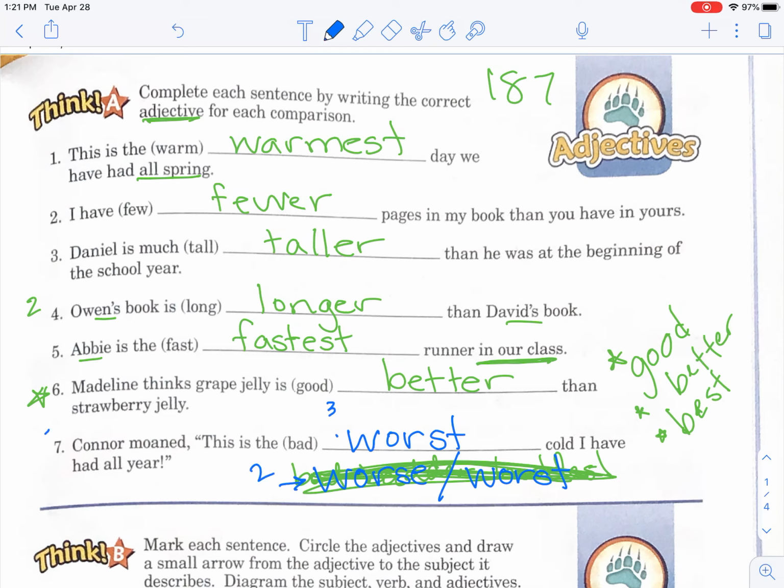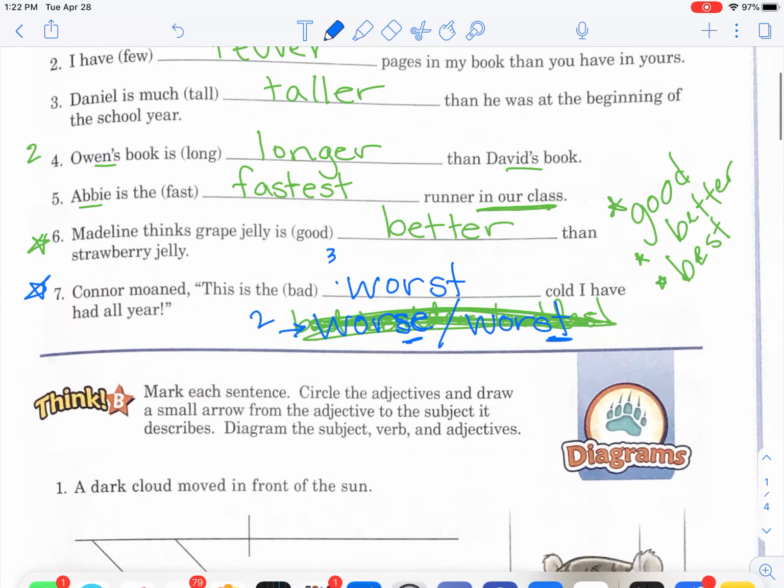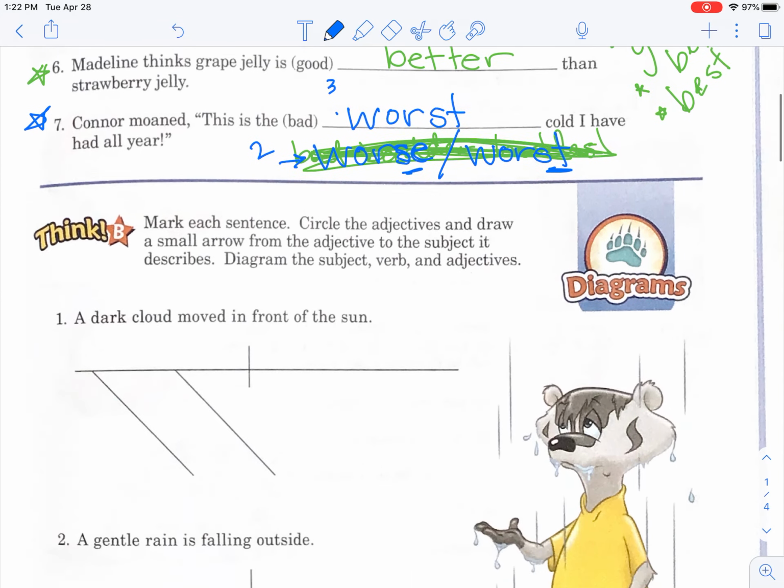Okay, so this is one of those other tricky ones. It is not bad, badder, or baddest. It's bad, worse, and worst. Do you see it? Even with all my scribbles. Here we go.